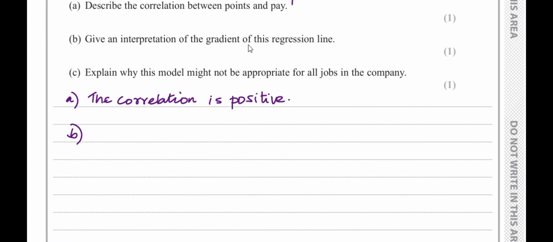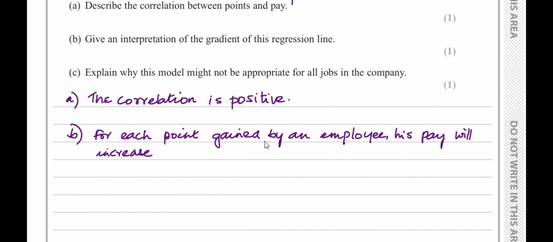Give an interpretation of the gradient of this regression line. What this means is, what do you mean by the gradient? What does it represent in this context? So we need to give an interpretation that for every point gained by an employee, his salary will go up by 4.5 pounds. So for each point gained by an employee, his pay will increase by pounds 4.5.